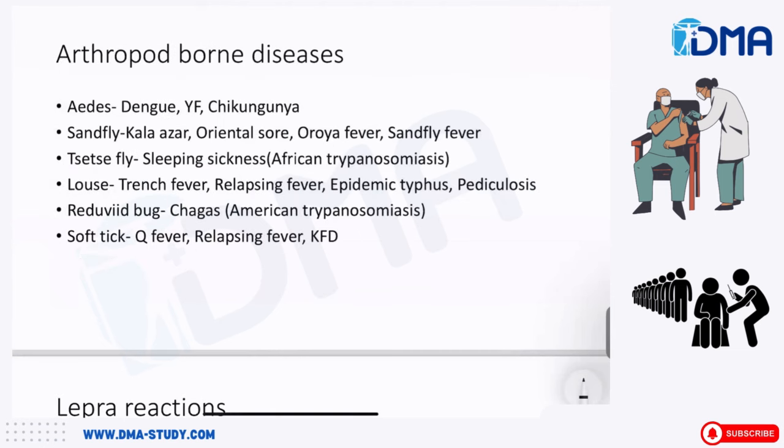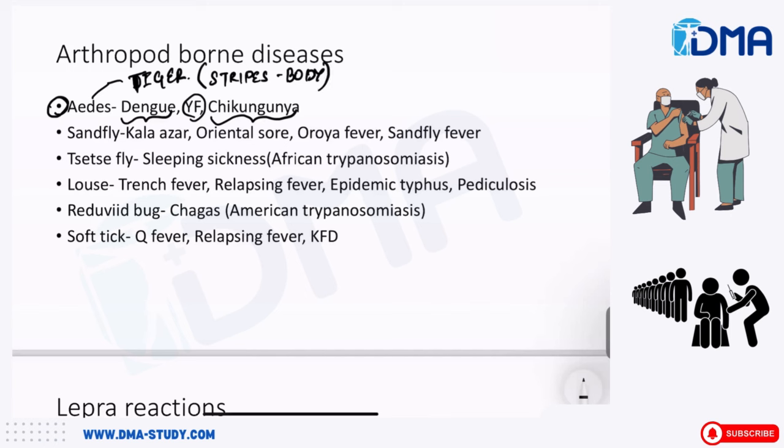So coming on to the next. What are the arthropod-borne diseases? I am just concerned about a few things. For example, you have four types of mosquitoes: Anopheles, Aedes, Culex, and Mansoni. Of that, Aedes is the most important, because it causes dengue, yellow fever, and chikungunya. Aedes is also known as tiger mosquito because of the stripes present on its body.